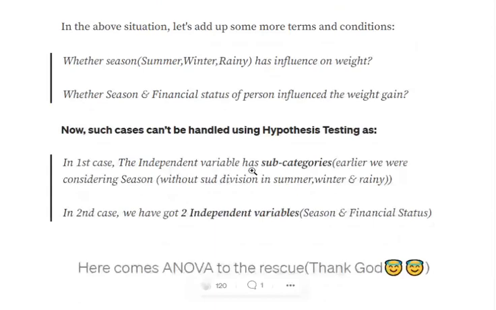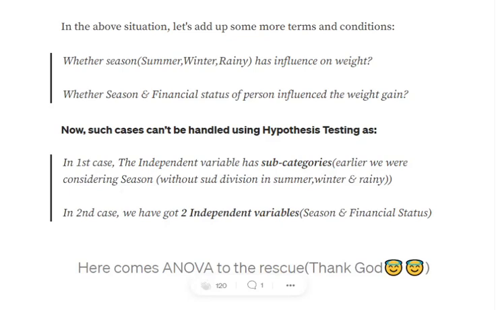But assume that we have conditions like this: whether season winter, summer, and rainy, the third category also coming in, or whether season and financial state of a person influences the weight gain. If you see, in these two conditions we have two very different problems coming in. In the first case, we now have three categories rather than two. Hypothesis testing can be used when we have two categories, but when we have multiple categories, we need to switch to ANOVA, to accept or reject a null hypothesis.